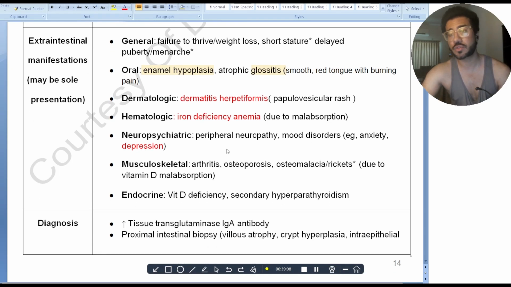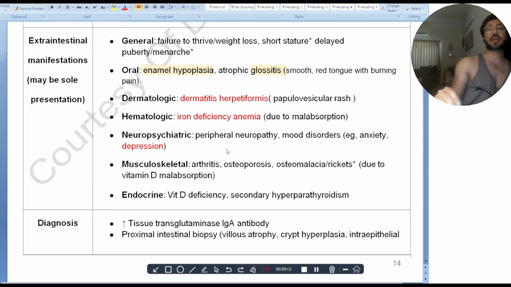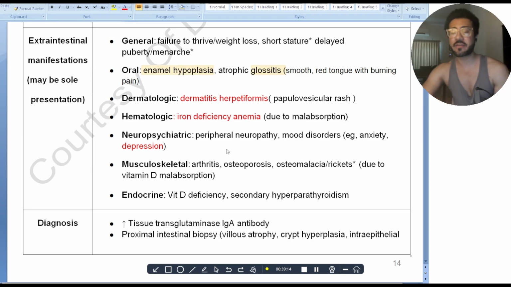Musculoskeletal, you can get osteoporosis, fatigue, joint pain, muscle aches due to vitamin D deficiency, as well as calcium malabsorption. Vitamin D deficiency also causes secondary hyperparathyroidism. Obviously, when you get a vitamin D deficiency due to malabsorption, the body is gonna compensate by increasing the parathyroid hormone to maintain calcium levels. So you're gonna get secondary hyperparathyroidism as well.